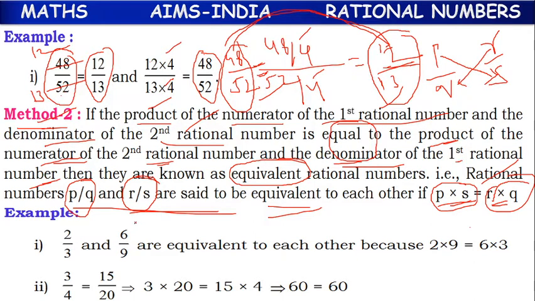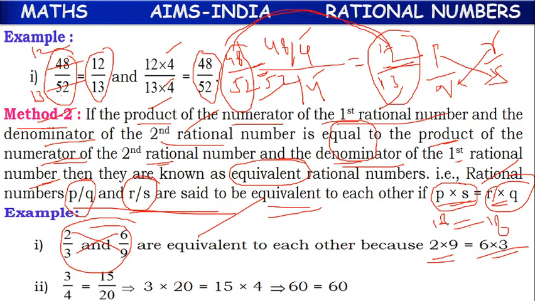Suppose we want to compare 2 by 3 and 6 by 9, whether they are equivalent or not. How to compare? 2 into 9 is 18, 6 into 3 is 18. Both the values are equal. Both the products are equal. So, the given rational numbers are equivalent. Like that we can tell.